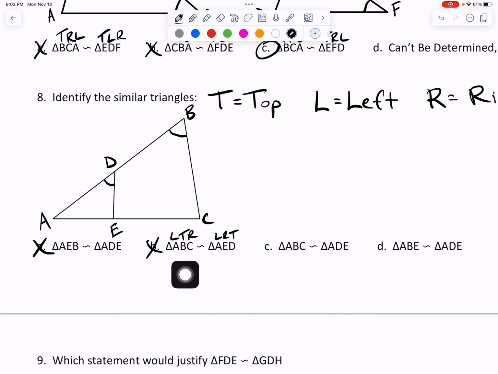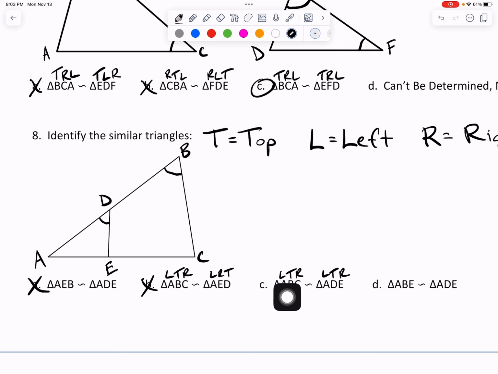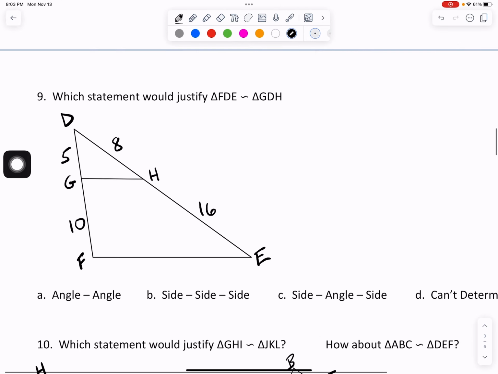All right, we have ABC, which we already labeled as LTR. So let's just go ahead and put that right above. And then we have ADE. Well, A is to the left, D is on top, making E to the right. And LTR is definitely the same as LTR, making triangle ABC similar to triangle ADE. All right, let's move forward to the next one.